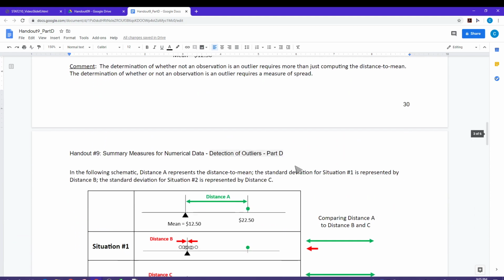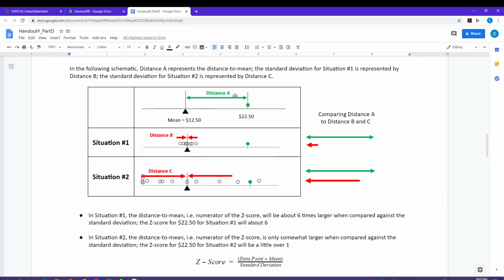So a little bit more about that. Distance A is the $10 here. I've just identified how far away it is from the mean. Distance B, you can think of that as the standard deviation. The standard deviation in this data is going to be quite small. And the standard deviation, denoted by distance B here, is simply the average distance to the middle. Now, when our distance away from the mean is large compared to that average distance, then that's what drives whether or not I have an outlier.